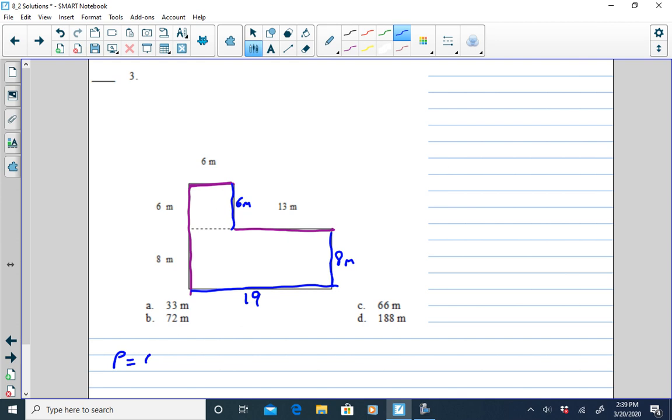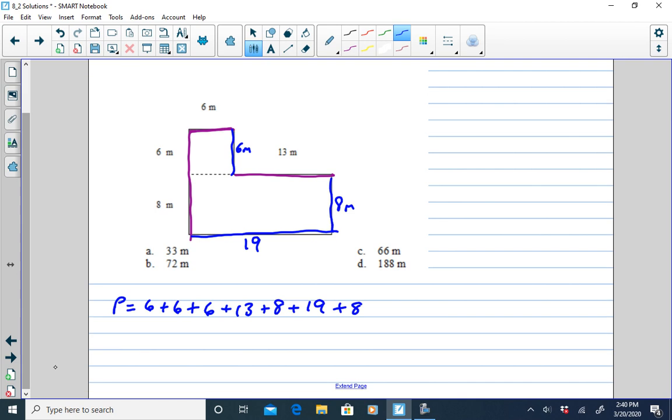So we have 6 plus 6 plus 6 plus the 13 plus the 8 plus the 19 plus the 8. So I want to add all of that together. So we have 6 plus 6 plus 6 plus 13 plus the 8 plus the 19 plus the 8. And we wind up with a perimeter of 66.